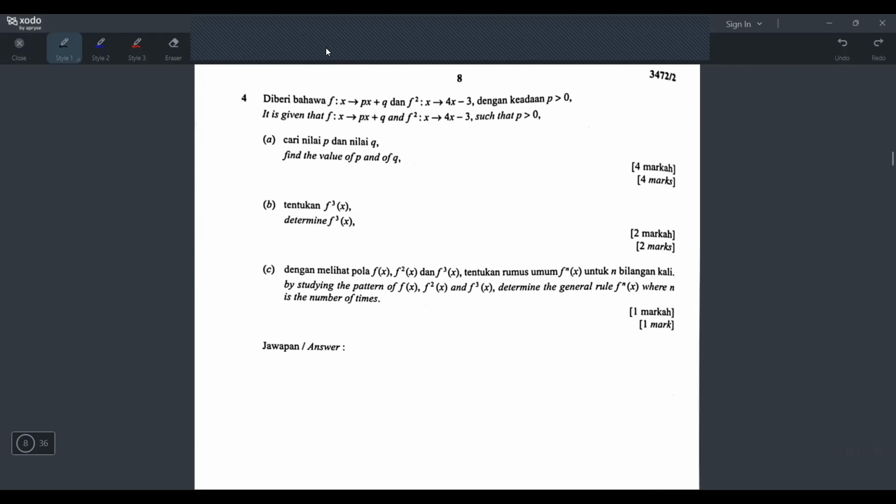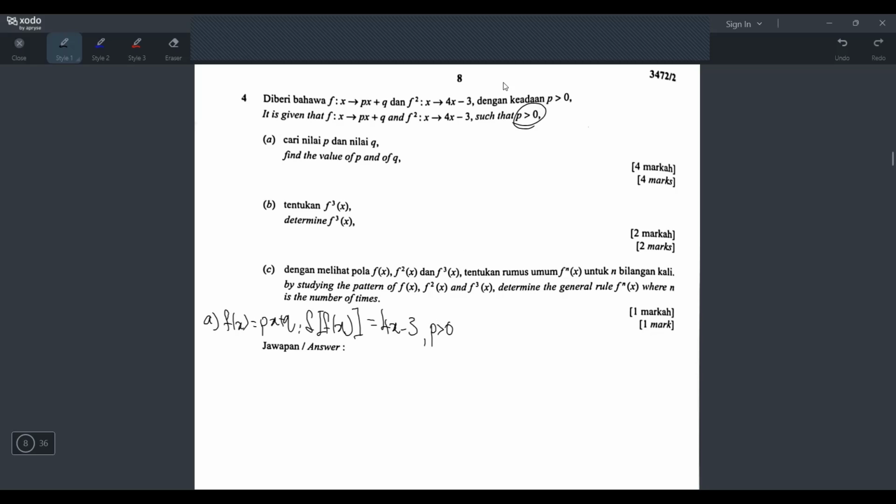Let's continue. Okay, number 4. So let's do A. Given that f(x) equals px plus q, let's write down the information. f(x) equals px plus q, comma, f squared x. It means f, big bracket f. Okay, it means ff. F power 2 means ff(x) equals 4x minus 3, such that p is bigger than 0. It means the p has to be positive.